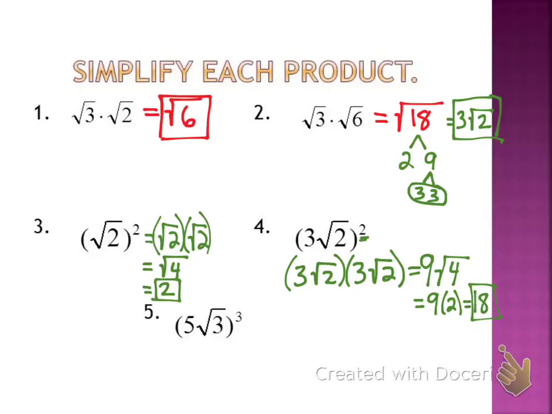All right. The bottom, now it's to the 3rd power. So how many times do I need to write 5 square root 3? 3 times. So 1, 2, 3. Outside multiplies with outside. So I need to do 5 times 5 times 5. Oh, careful. What's 5 times 5? What's 25 times 5?